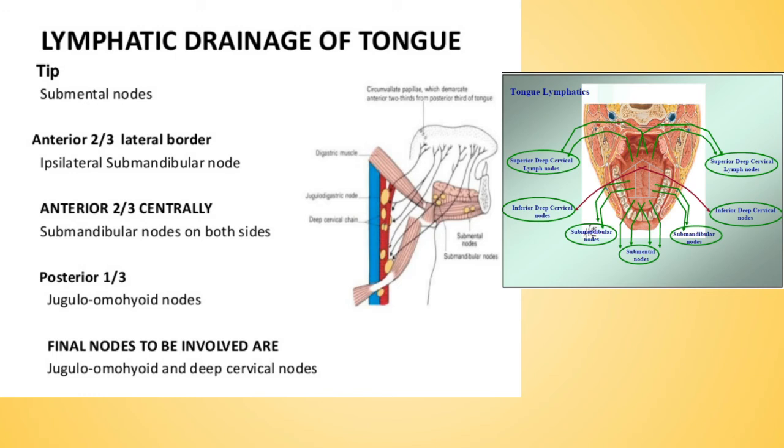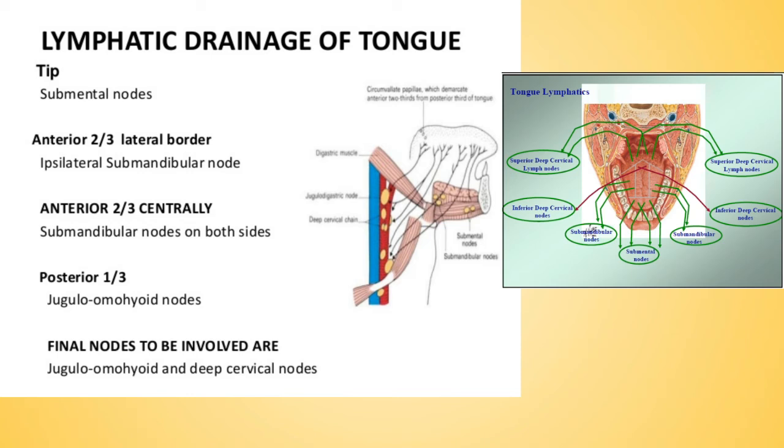Now next is about the lymphatic drainage of the tongue. Now in the lymphatic drainage, the tip of the tongue actually drains bilaterally to the submental nodes. The right and the left half of the remaining part of the anterior two-thirds of the tongue drain unilaterally to the submandibular nodes. A few central lymphatics drain bilaterally to the deep cervical nodes.